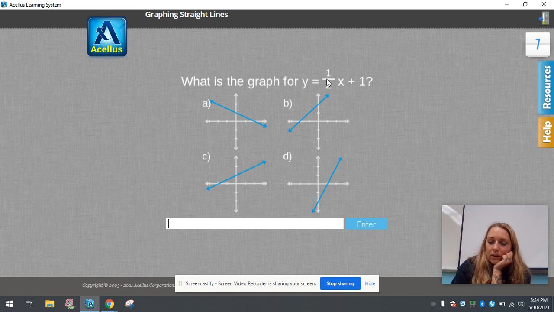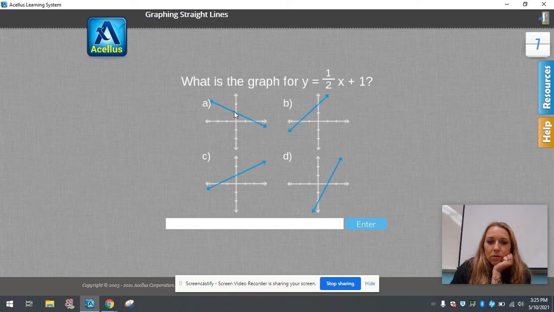So which of these graphs goes up 1 over 2 and has a y-intercept of positive 1? Well, this graph has a y-intercept of 2. Remember, this is the y-axis. This is the x-axis. Y to the sky. So it's not going to be this one. This graph has a y-intercept of negative 2. It's not going to be this one. This graph has a y-intercept of 1. This graph also has a y-intercept of 1.